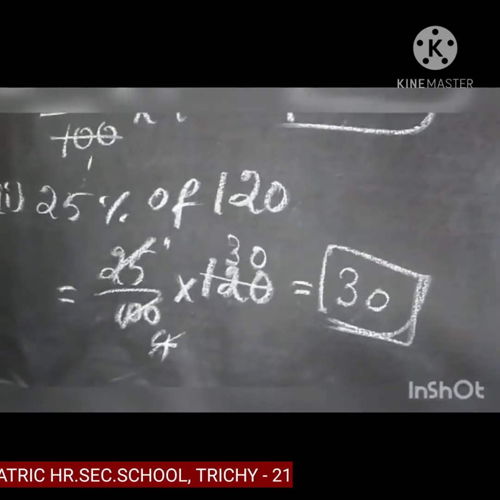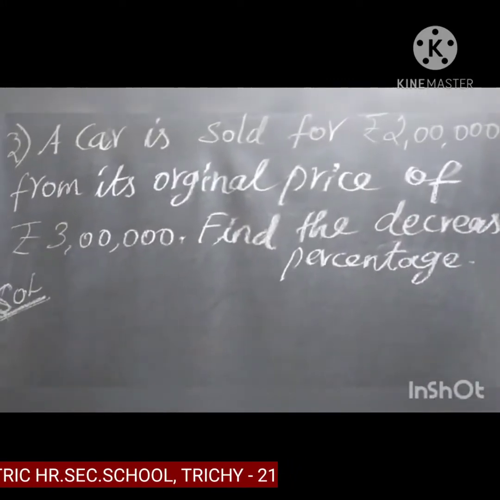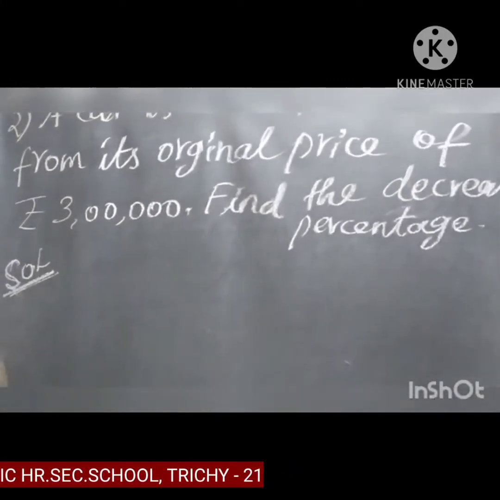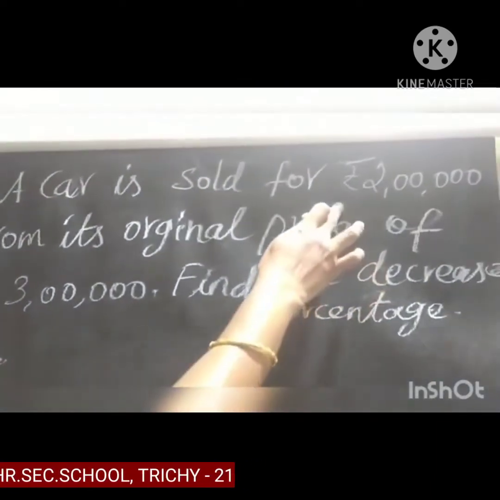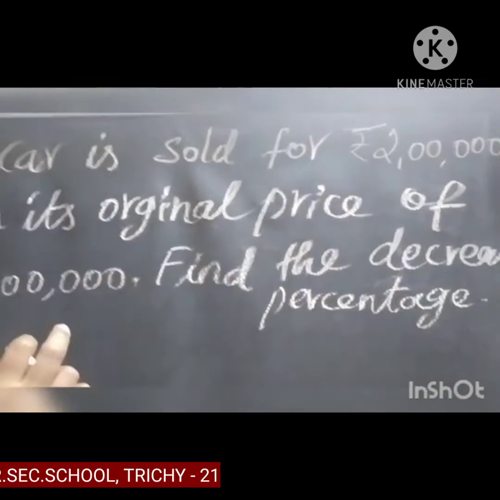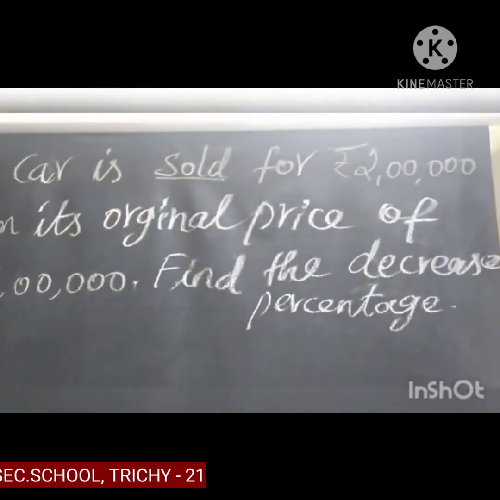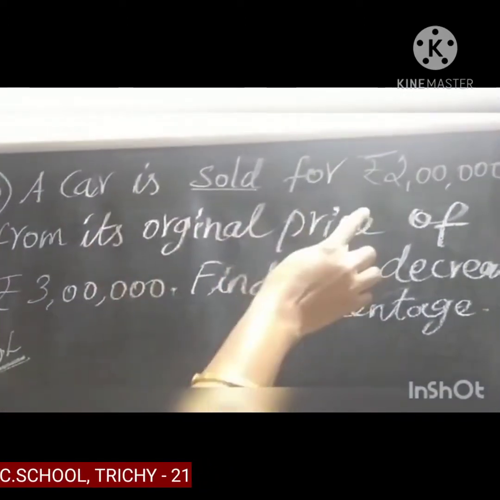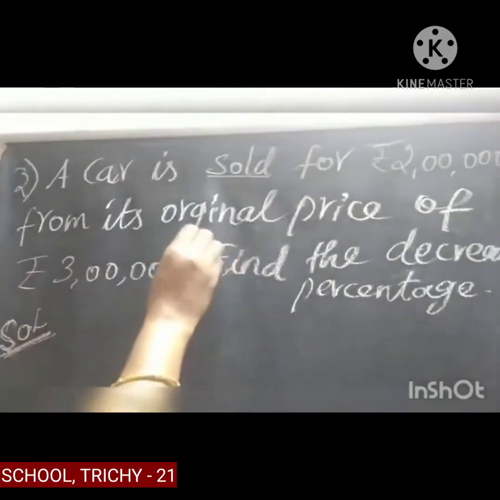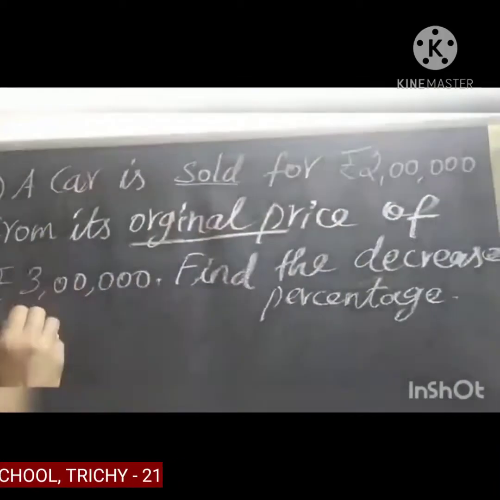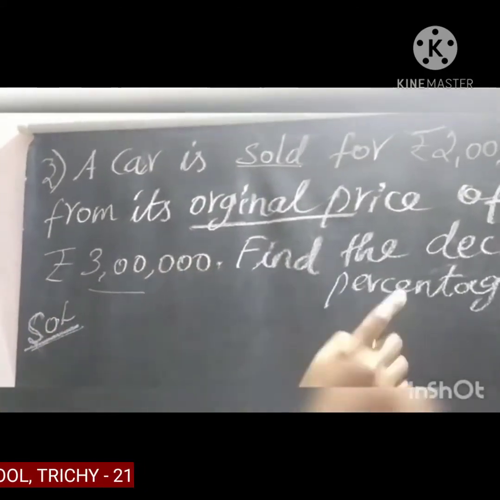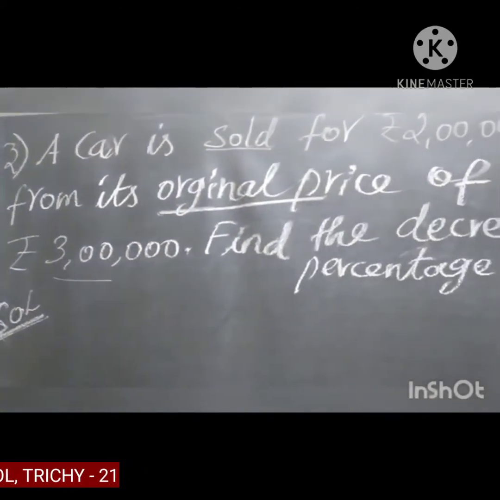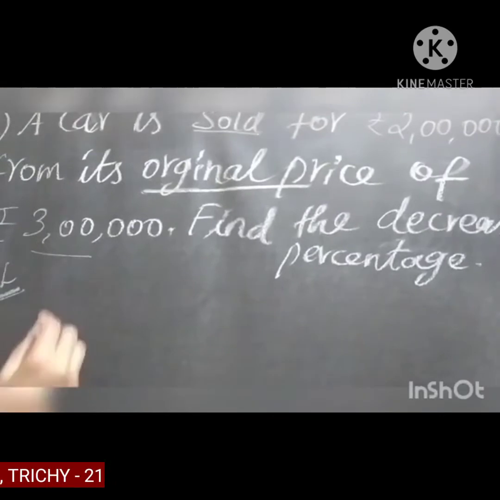Is it clear? Now let us see the third one, students. See the sum. A car is sold for 2 lakhs rupees. A car is sold means that is selling price. Selling price of a car 2 lakhs. From its original price, that is cost price is 3 lakhs. Original price, actual rate is 3 lakhs. Find the decrease percentage. So first you have to write the steps.